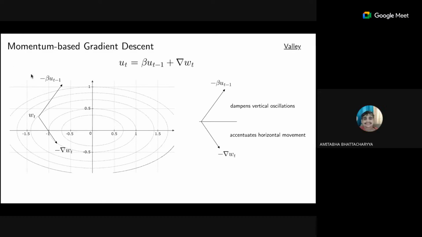Sir, I don't get it. How is it cancelling the vertical movement? Because you're adding these two vectors, right? You're adding these two vectors, and there is a component here and there's a component in this direction. So they are opposite vectors, right? So that part will cancel out to some extent. Okay. So that is the idea.